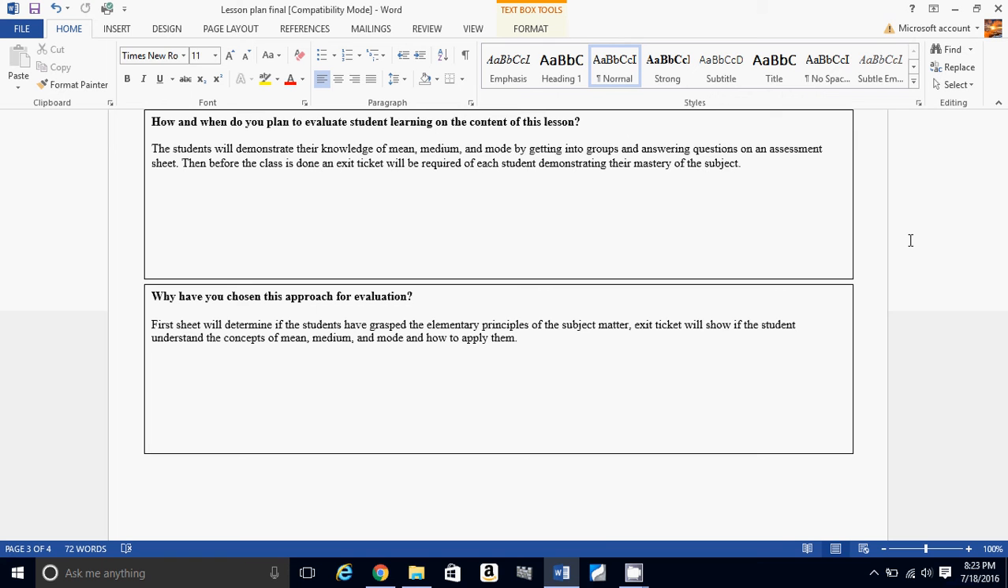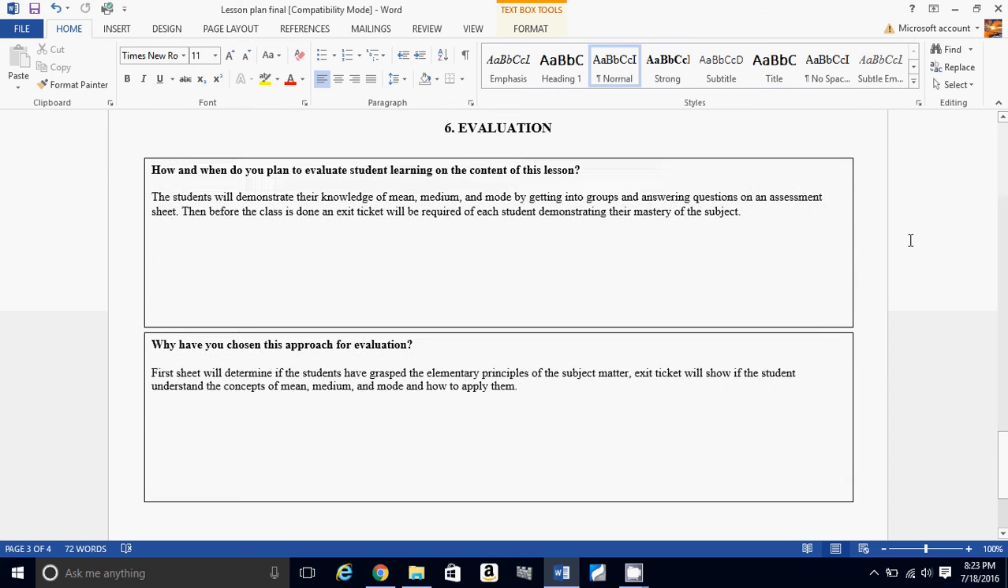Why have you chosen this approach for evaluation? The first sheet will determine if students have grasped the elementary principles of the subject matter. The exit ticket will show if the student understands the concepts of mean, median, and mode and how to apply them. And I feel like this is very doable for these kids and to be able to understand and really grasp this concept.